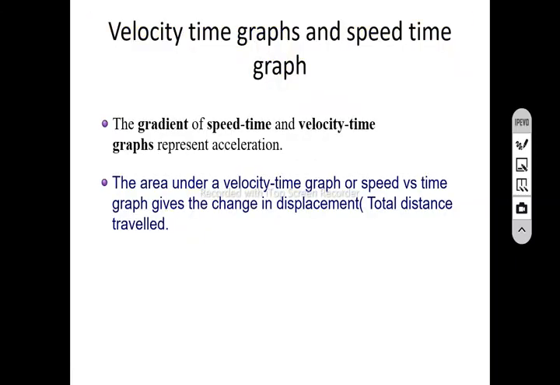Now let's go. Hold on for your diagram. Velocity time graphs and speed time graphs: the gradient of a speed or velocity time graph represents acceleration. Remember that acceleration can be a change in speed or a change in velocity. Are we clear? So if you find the gradient of a velocity time graph, what do you get? Acceleration. What is the equation for acceleration?